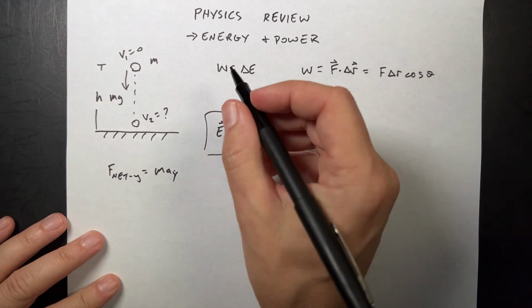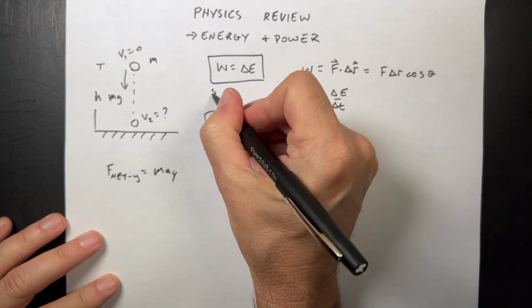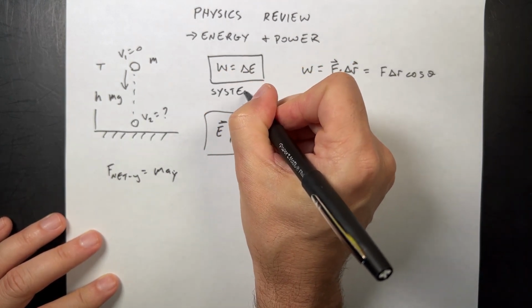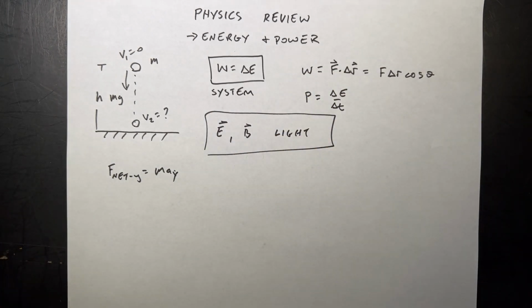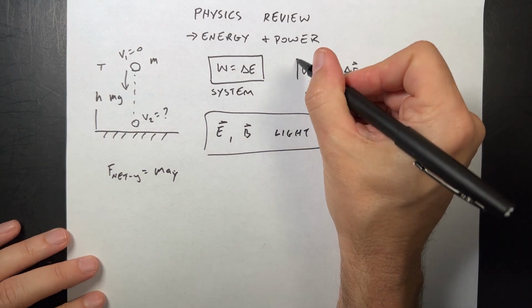So the work energy principle says this. It says the work done on a system, that's important. Let me write that down there. System is equal to the change in energy of the system. Well, what's the change? What's the work and what's the change in energy? So we define work done by a force.